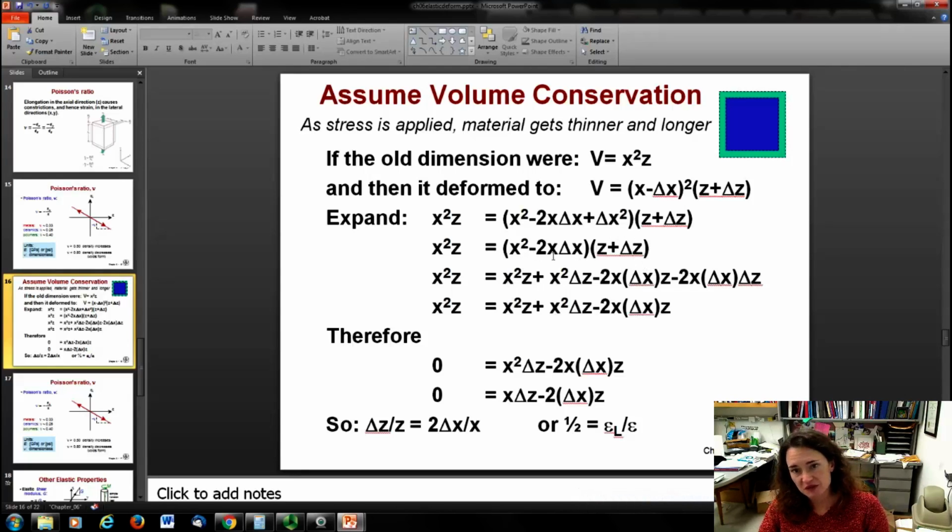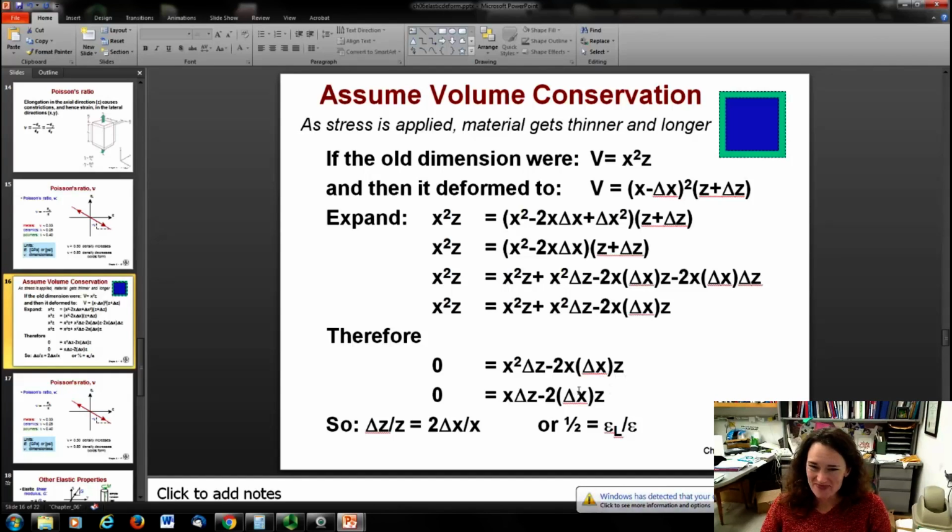Now I'm going to go ahead and multiply the x squared term times the z term, and I end up with x squared z plus x squared delta z minus 2x delta x z minus 2x delta x delta z. Well, yet again, if you've got a delta times a delta, that term's going to go away. It's basically 0. So this next line is approximating those deltas going to 0. So then you have x squared z is equal to x squared z plus x squared delta z minus 2x delta x z. Okay? Now you have x squared z on both sides, so that subtracts and goes away, and then you end up with 0 is equal to x squared delta z minus 2x delta x z.